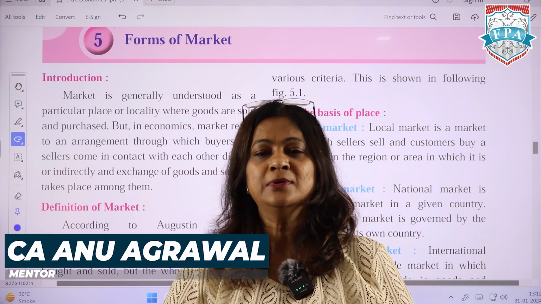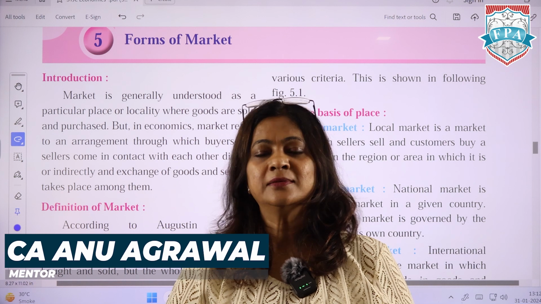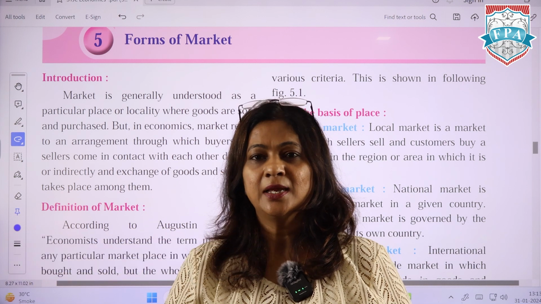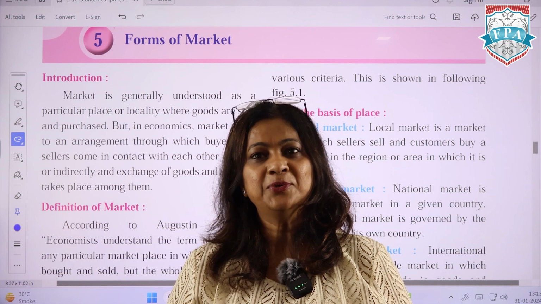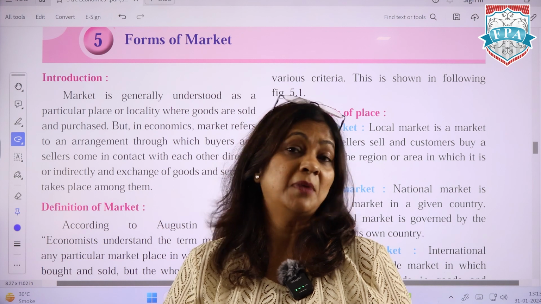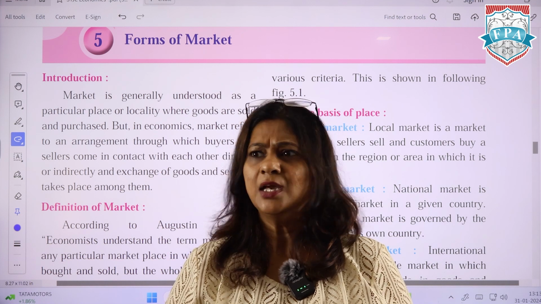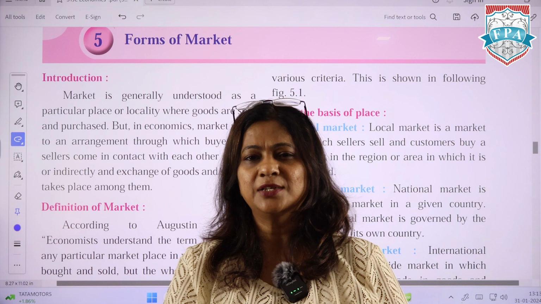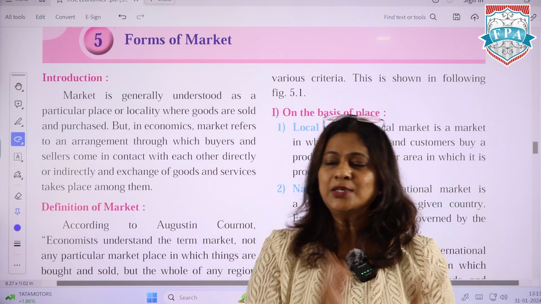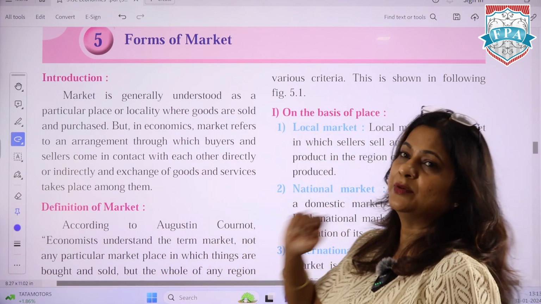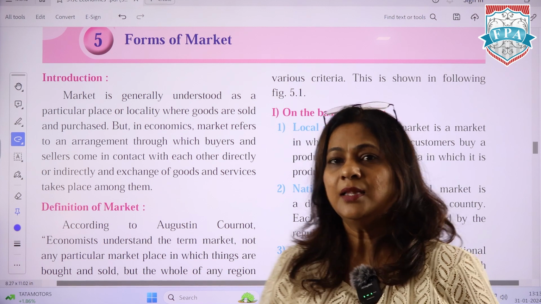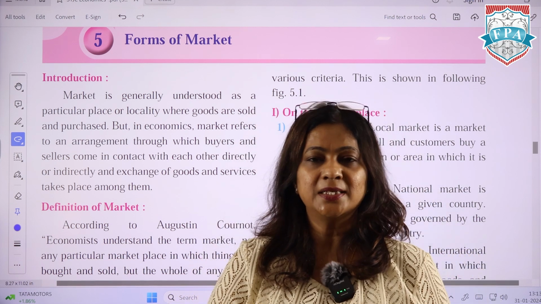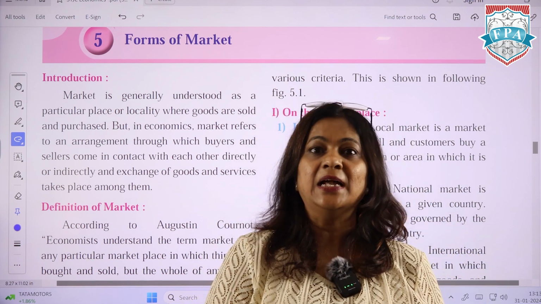I'm going to help you study, learn and memorize economics. And yes, this is going to help you get those wonderful marks in your board examinations, which are due in just a few days, right? So on that note, let's start with our next chapter, which is forms of market. This is easier in comparison to what we have done till now.